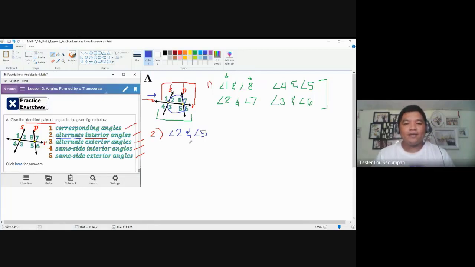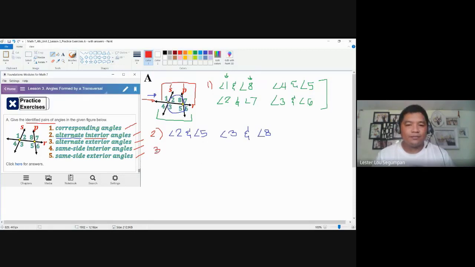This is the first pair of alternate interior angles. The second pair of alternate interior angles are the angles, not angle 2 and angle 5, in the interior, and that would be angle 3 and angle 8. As we check, angle 3 and angle 8 are both on the interior. They are found on opposite sides, and they are non-adjacent. So these are the pairs of alternate interior angles in the given figure.